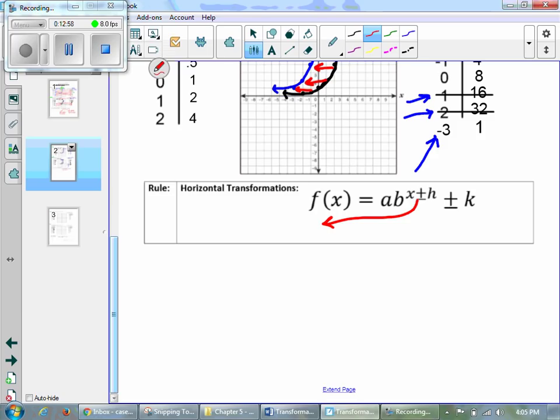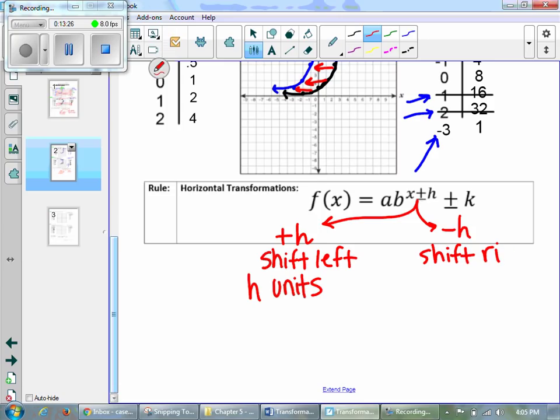So let's conclude. If you have a positive h, if you have a plus 2, plus 3, your graph will shift, here it comes, left h units. It's backwards. If h is negative, negative 2, negative 3, negative 4, the graph will shift, here it comes, right, however much h is, h units. So we will discuss that further in class, but keep in mind, those are backwards.